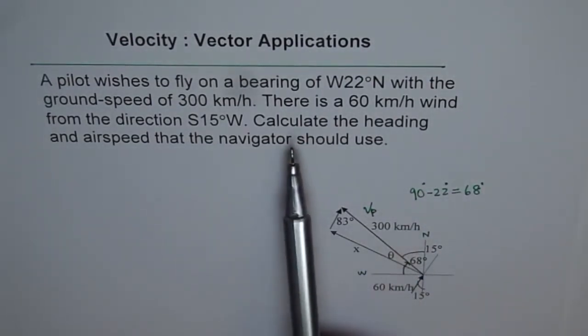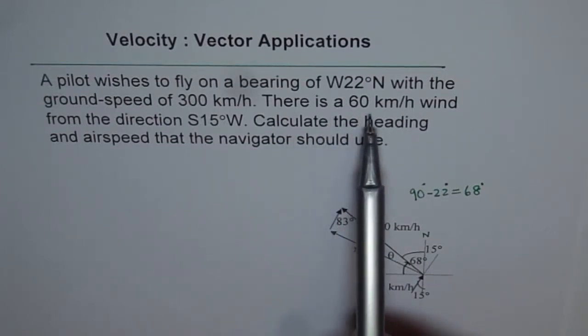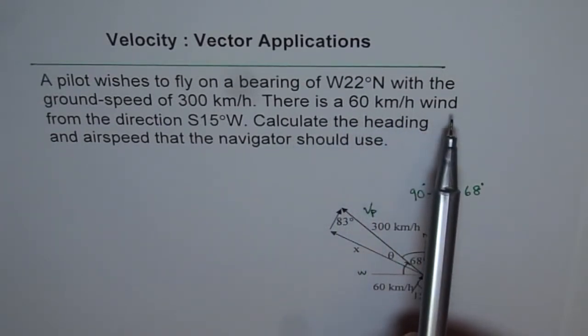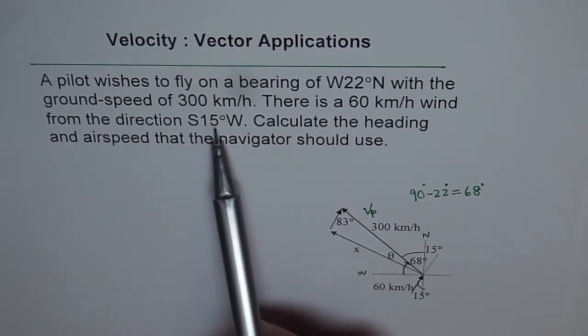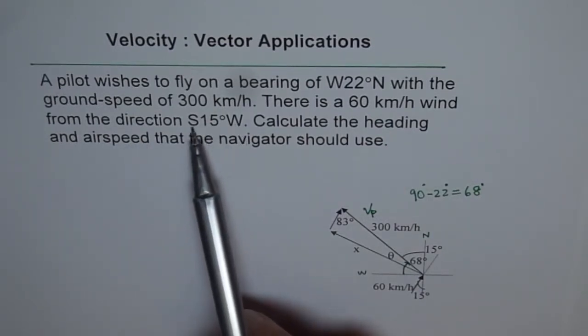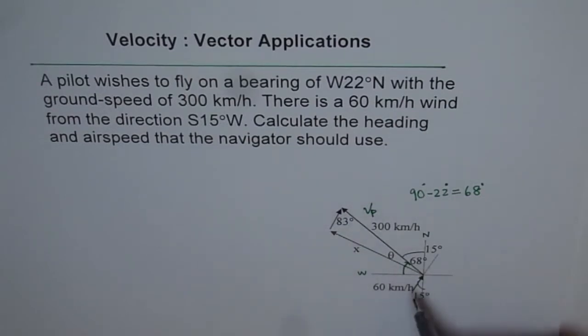The second is, there is a 60 kilometer per hour wind from the direction 15 degrees west of south. So this is the wind direction. Always place wind towards the origin, right? And then we can translate it to the required point. So it is from south 15 degrees west. You see, this is south and this is 15 degrees west from south, correct?